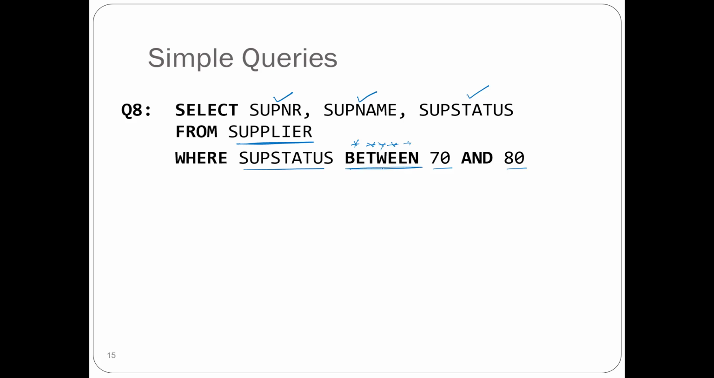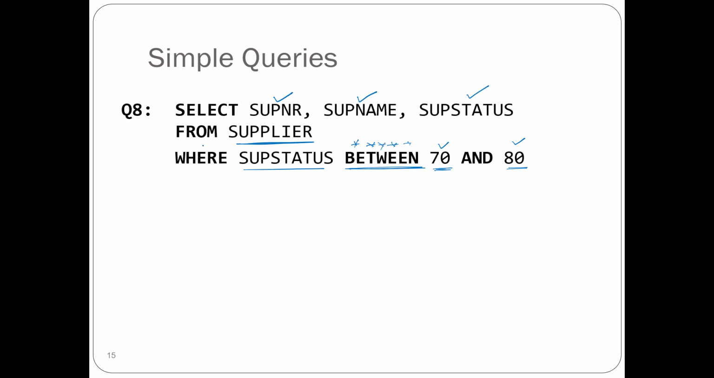Okay, what will this between do? Well, this between will return only those suppliers in our result where their status is either 70 or 80 or in between 70 and 80. One thing that you need to keep in mind is that between is checking for the value in between 70 and 80, including these boundary values. So these boundary values 70 and 80 are included in between.